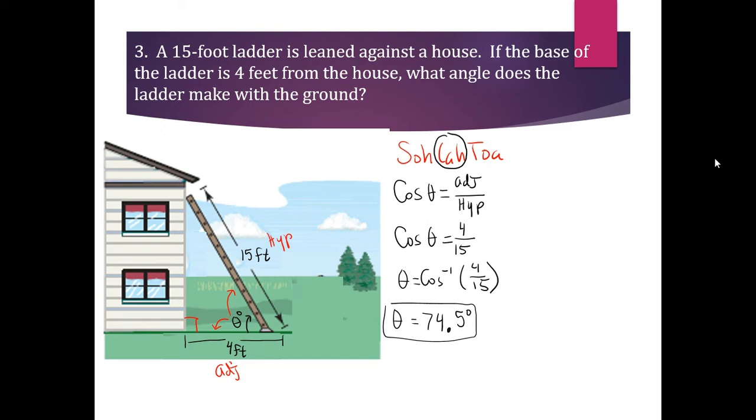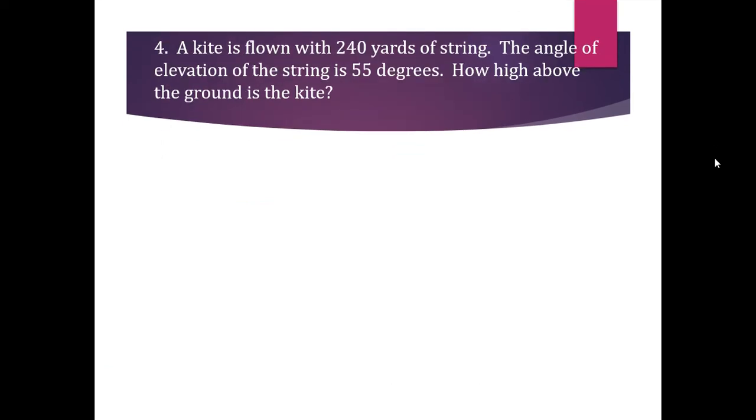Example number 4. A kite is flown with 240 yards of string. The angle of elevation of the string is 55 degrees. How high above the ground is the kite? So we have a kite. Here is our right triangle.